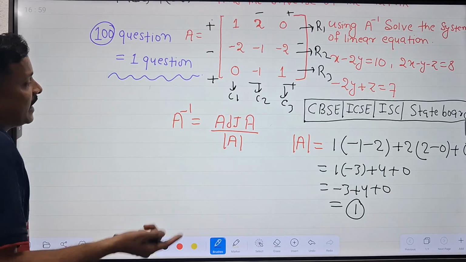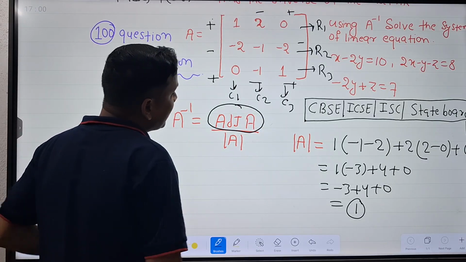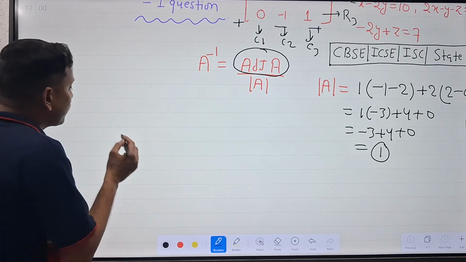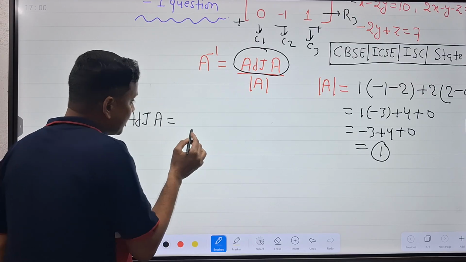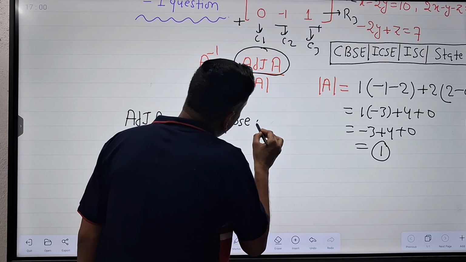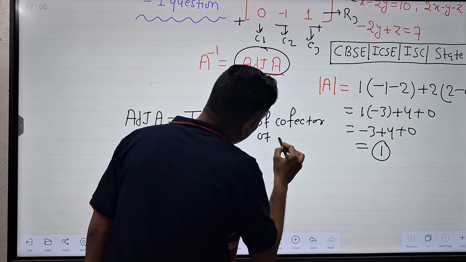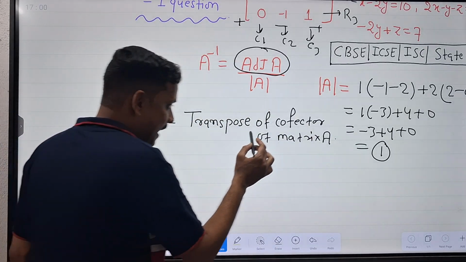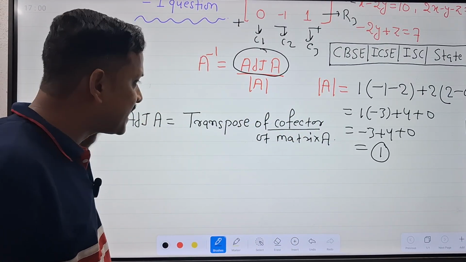So how will you find the inverse of this matrix? For that you will have to find the adjoint of A and then divide by the mod of A. How will you find the adjoint of A? Adjoint of any matrix A means the transpose of the cofactor matrix of A. So first I will have to find the cofactor, and then you have to find the transpose of that cofactor, then you will get adjoint A.